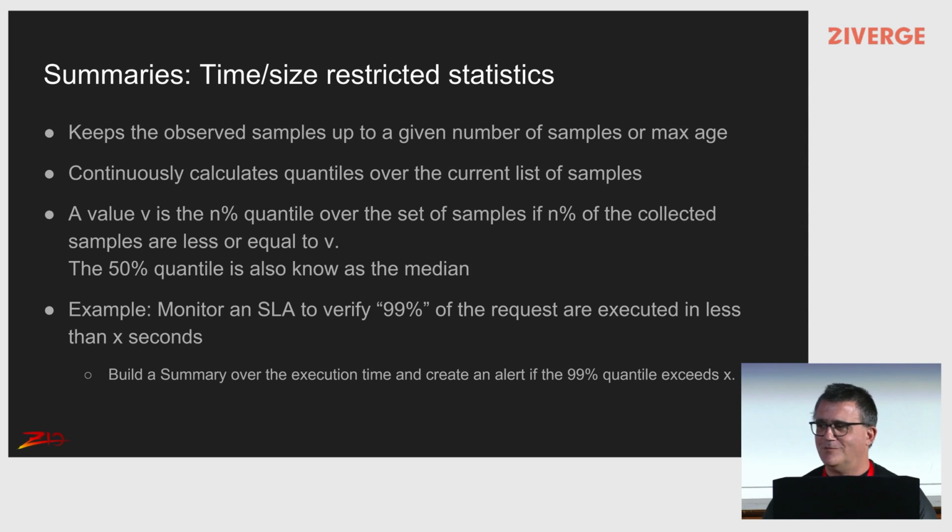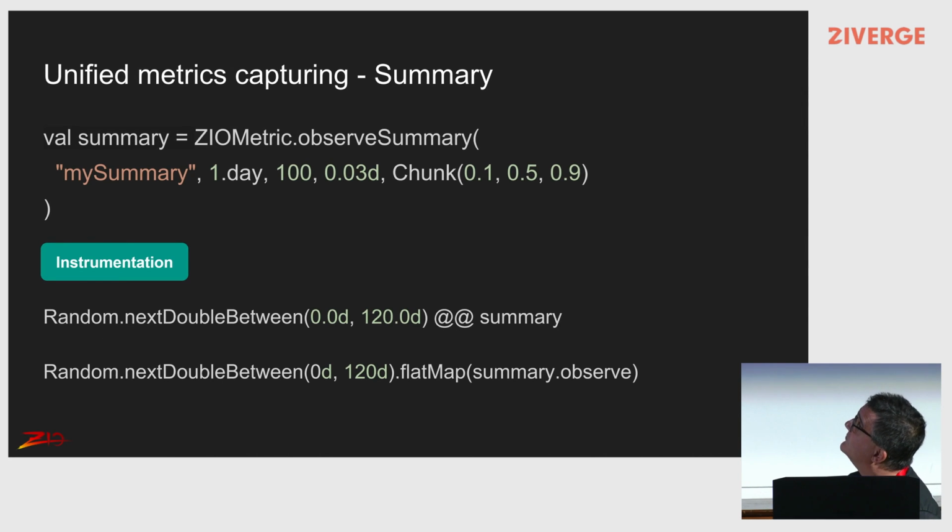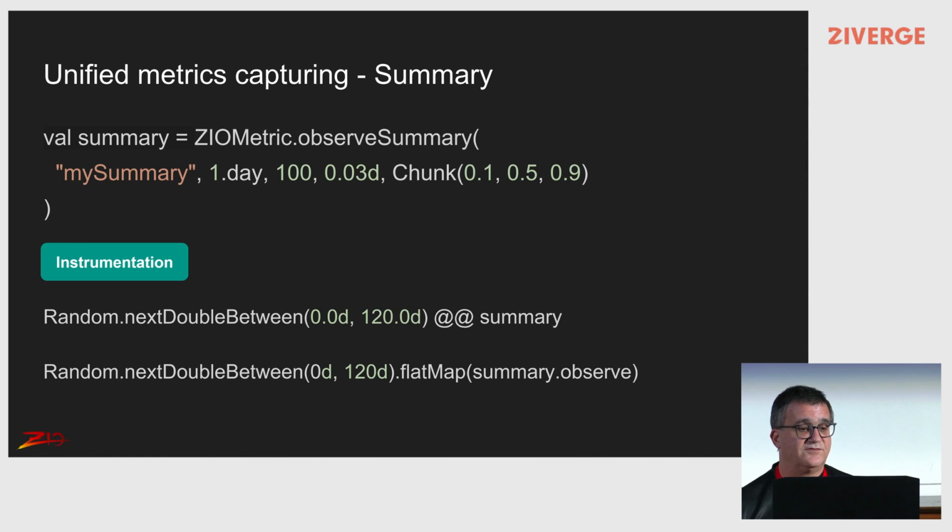It's a little bit complicated to explain, but a use case for this is SLA monitoring. When you want to monitor that 99% of the requests need to go through in a certain time, you would build a summary with a 99% quantile, and then you create an alert if the value of the quantile exceeds your agreed response time. So this is how it's actually used. Again, we define the summary, and we call the observe method on the summary.